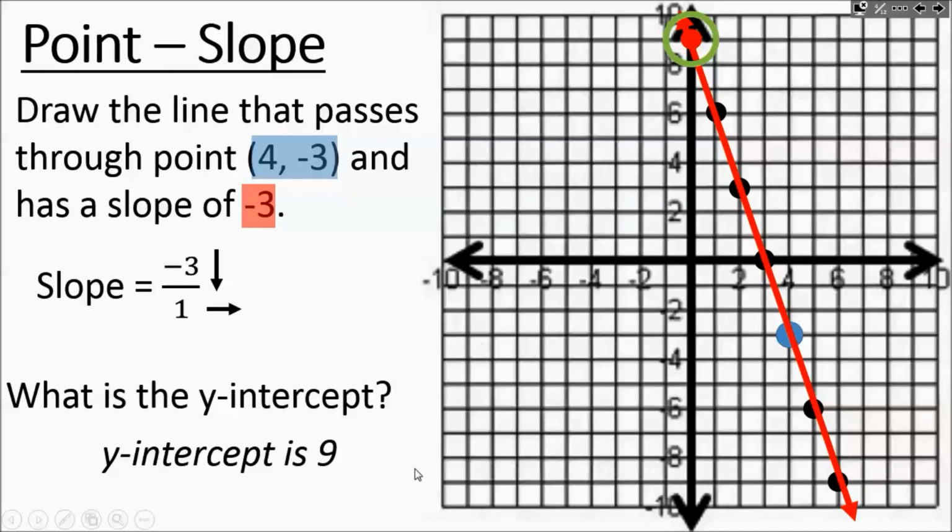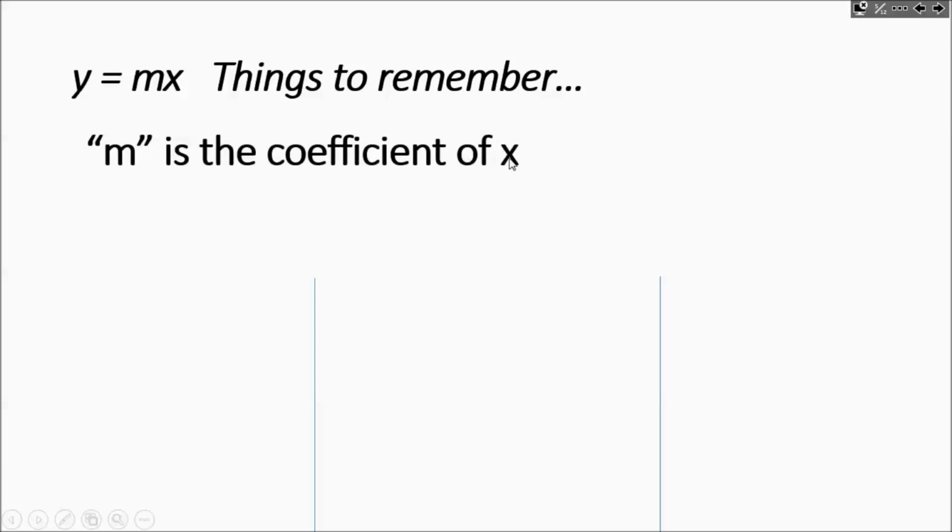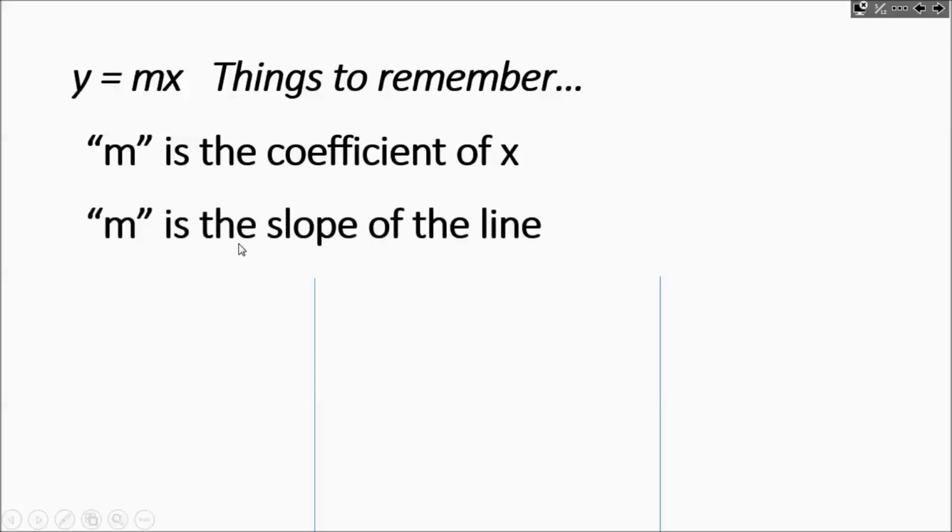Okay, we're going to move on to lines from equations next. So y equals mx, things to remember. This might be confusing to you, but in a few minutes, hopefully it's all going to come together. The m is the coefficient of x. So I'm going to show you some ways you've probably seen it rather than just an m. The m is the slope of the line.